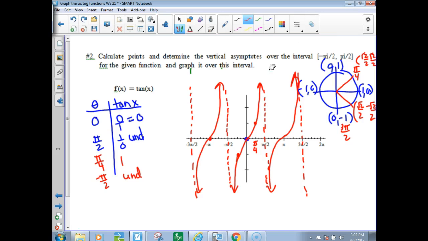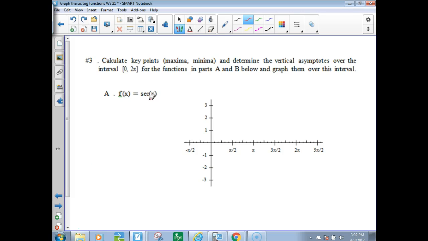Okay, let's look at secant and then cosecant. First thing I want you to think when you try to graph a secant or a cosecant is, what is its reciprocal function? What is the reciprocal of the secant?